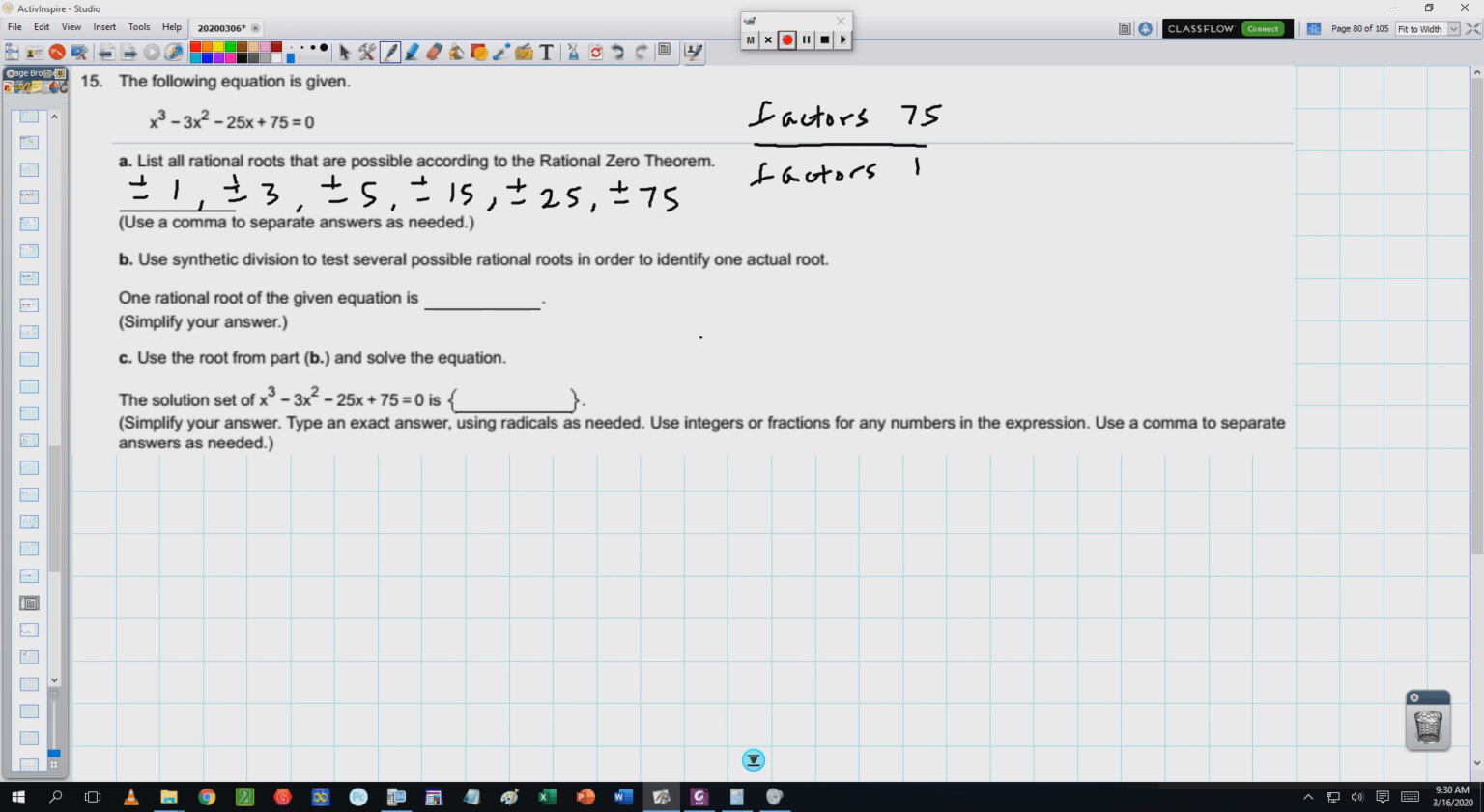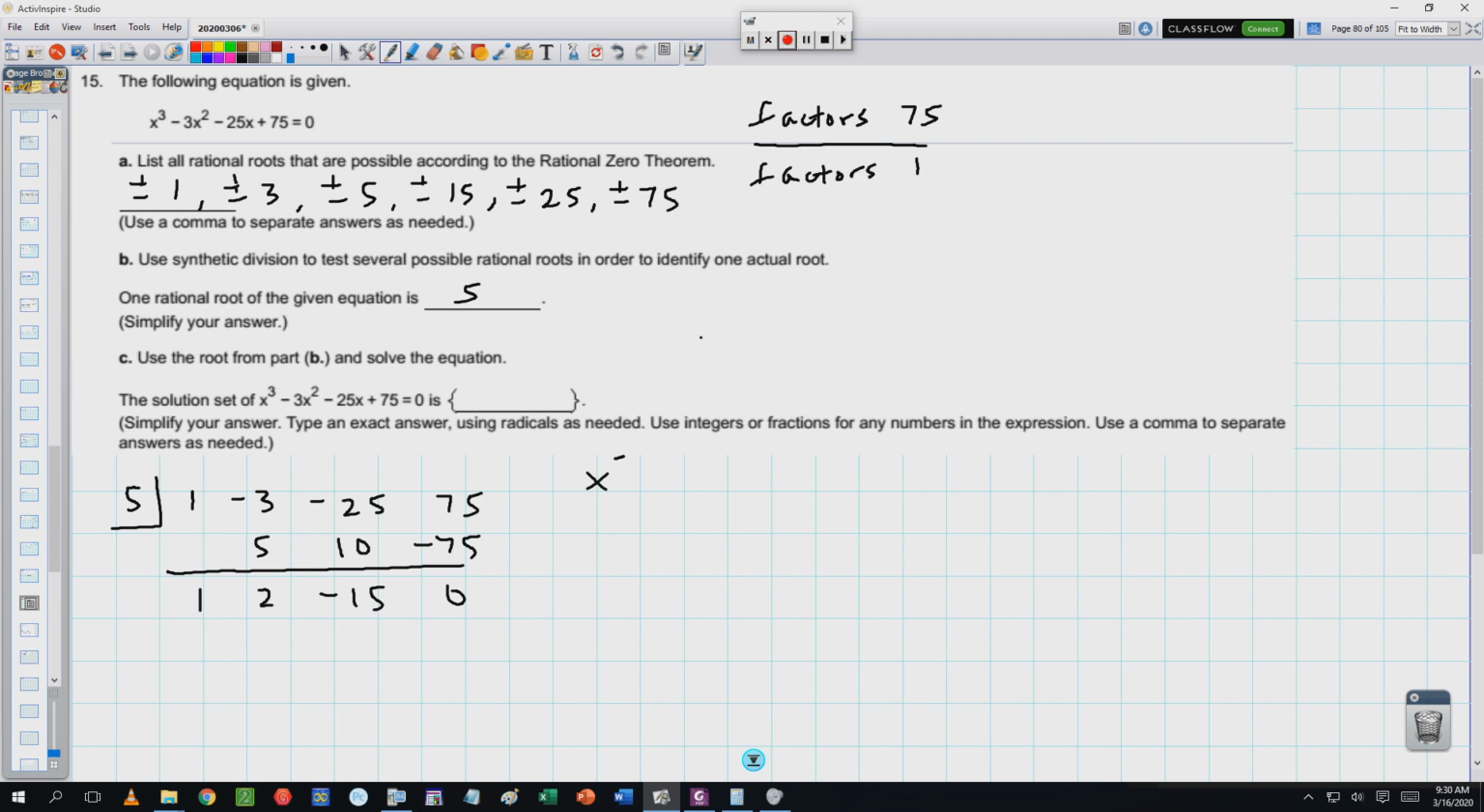Use synthetic division to test the possible solutions in order to find one of these. So, which one? Let's go 5. One comes down. 5 and 1 make a 5. We'll add that together, we get 2. 5 and 2 make 10. We'll add that together, get negative 15. 5 and negative 15 is negative 75. Nice. So 5 is an answer.